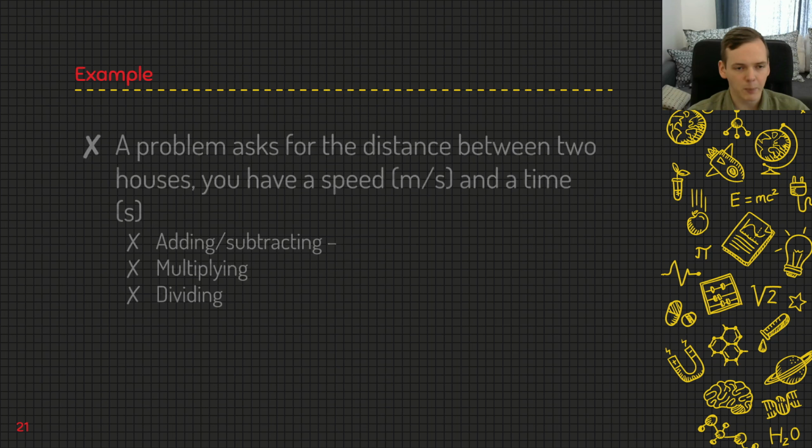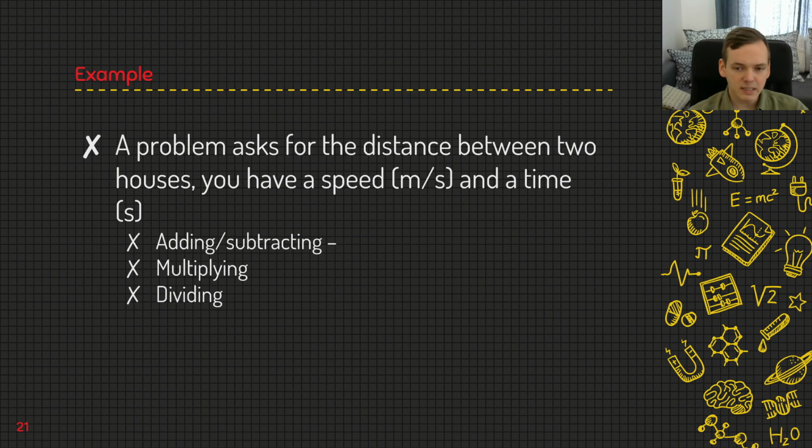So here's an example. A problem asks the distance between two houses, and you have a speed in meters per second and a time in seconds. Even without knowing any physics, we can make a pretty good guess about what we might need to do with these numbers. It won't be perfect. It's not the way to figure out what an equation is, but it at least lets us check something.